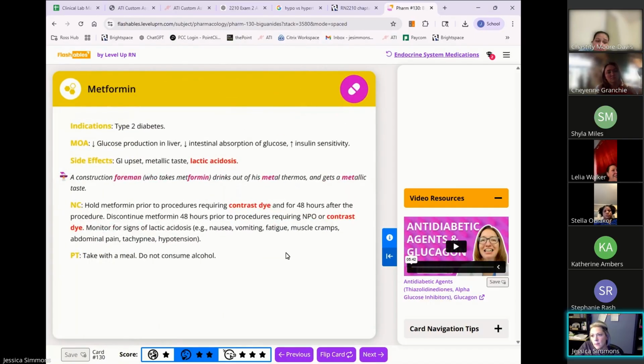Biguanides, this is your metformin. This is one of the most common anti-diabetic medications in the country, if not the world. So this is for type 2 diabetes. You want to make sure you're holding metformin prior to procedures requiring contrast dye, and for 48 hours after the procedure. Discontinue 48 hours prior to procedures requiring NPO or contrast. So a good rule is at least 24 hours before and 24 hours after. And you want to monitor for signs of lactic acidosis because it can cause rhabdomyolysis. Big risk for rhabdo.